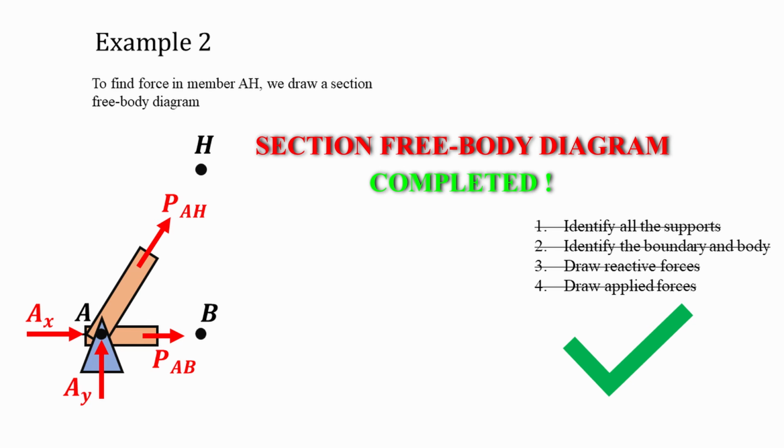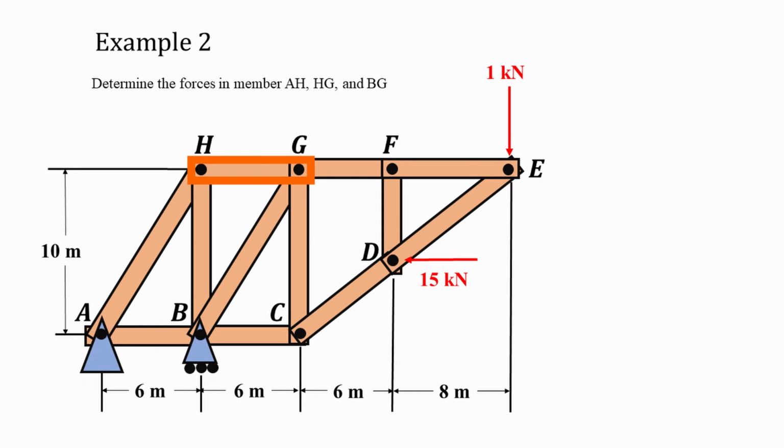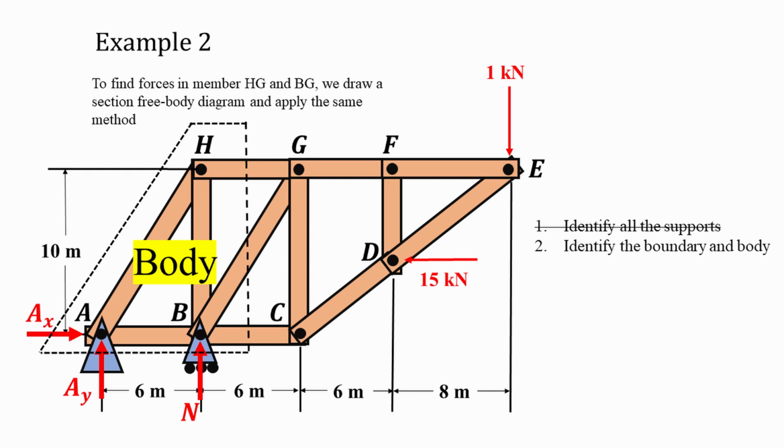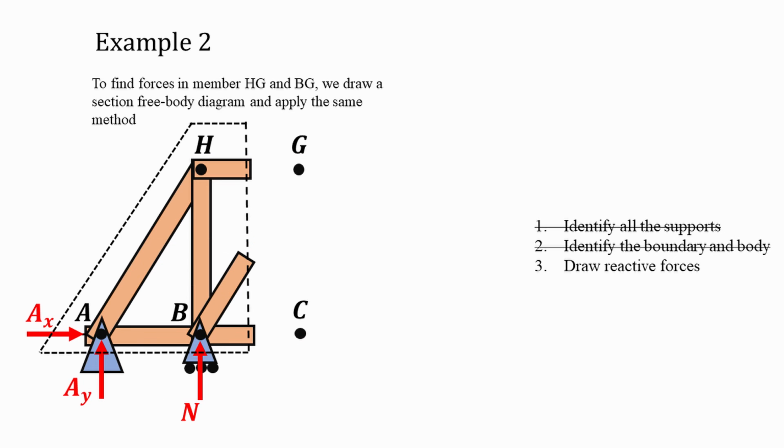Finally, to determine forces in HG and BG, we take the same steps again. Step 1. Identify all the supports. Since we did it already, we can skip it. Step 2. Identify the boundary and body. Keep in mind that I want to determine forces in HG and BG, so I need to make those forces become external forces.